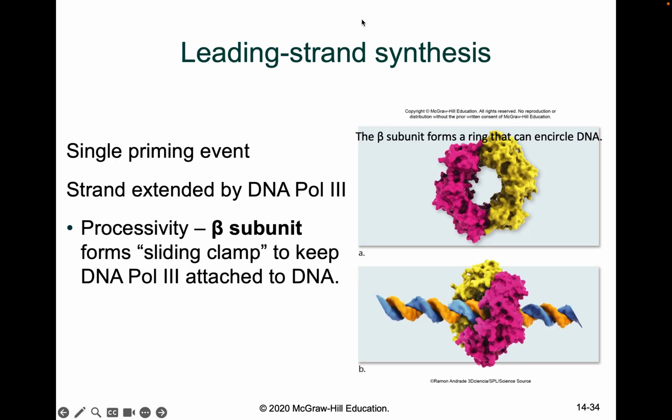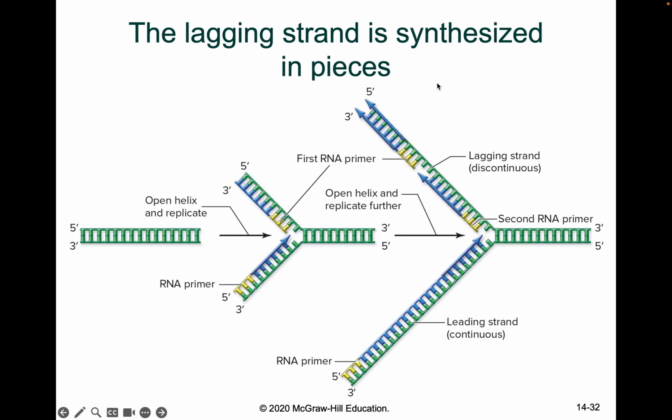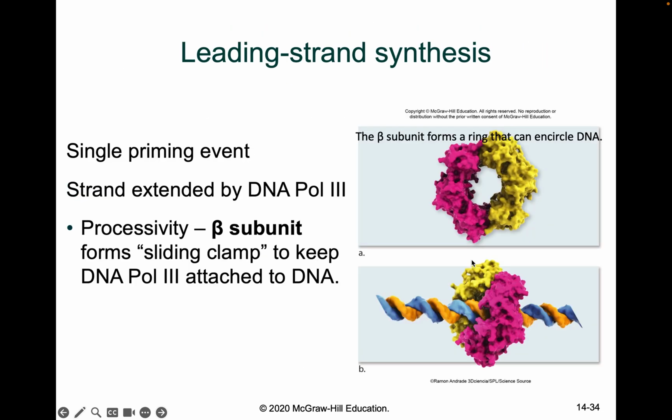So in the leading strand, it's very beautiful how this happens, because this big DNA polymerase 3 binds here and goes continuously. It just keeps going in one go. And if you look at DNA polymerase 3, it's a very big multi-protein complex, made up of many different types of subunits. And it has a subunit called the beta subunit that looks like this.